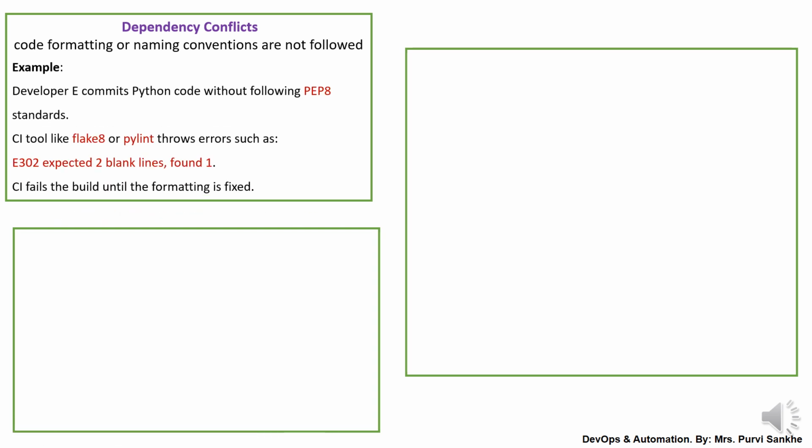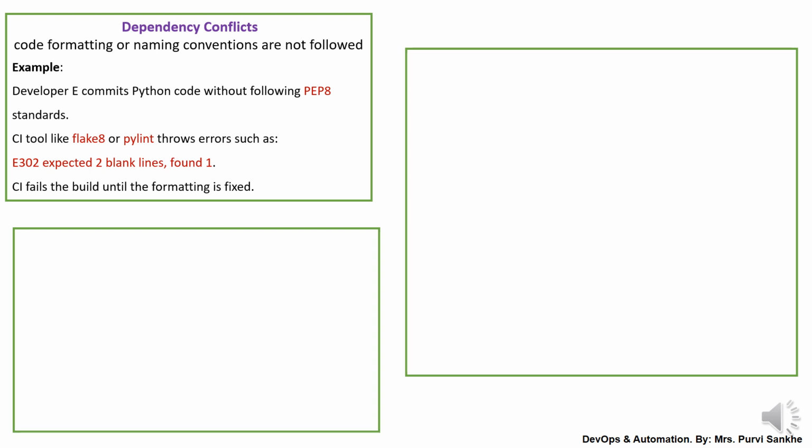Another issue can be code formatting or naming conventions not being followed. For example, developer E commits Python code without following the PEP 8 standard. At that time, a CI tool like Flake8 or Pylint throws an error. The error can state something like: E302 expected 2 blank lines, found 1. So CI fails the build until the formatting has been fixed.